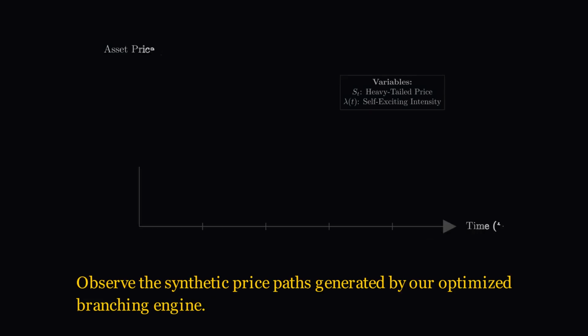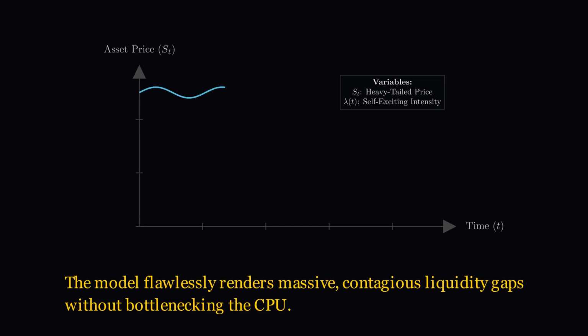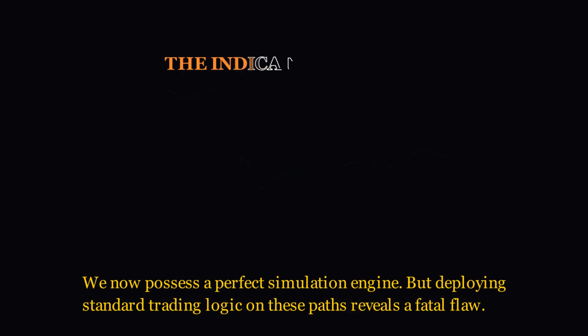Observe the synthetic price paths generated by our optimized branching engine. The model flawlessly renders massive, contagious liquidity gaps without bottlenecking the CPU. We now possess a perfect simulation engine. But deploying standard trading logic on these paths reveals a fatal flaw.